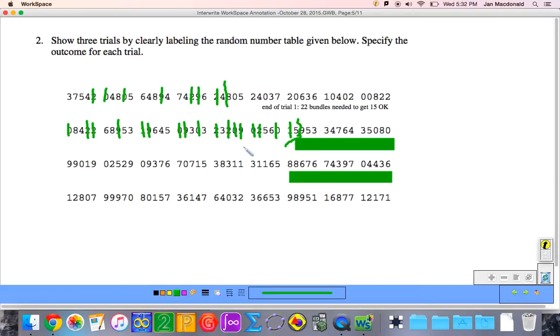And how many bundles were needed in order to get 15 good bundles? Let's see. 5, 10, 15, 20, 25, 30, 31, 32. 32 bundles were needed in order to get 15 good bundles for our float.